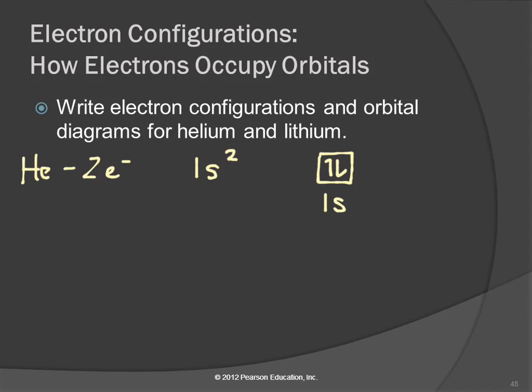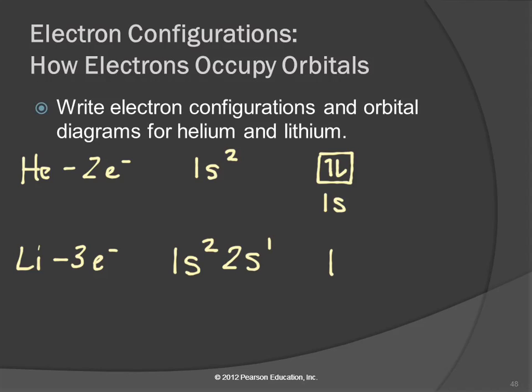How many electrons does lithium have? 3. 3 electrons. Okay, so for lithium, there's that 1s orbital, but that can only hold 2 electrons. Where's the next electron going to go? It has to go to the next floor of the hotel. It's going to choose the cheapest room there, and it's going to go to 2s, the second floor, the first room, and there's going to be 1 electron in there.